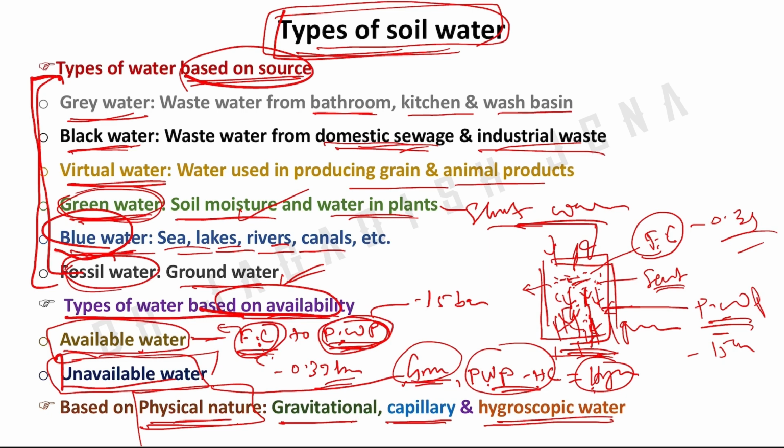Many questions are asked from this in exams. If you are asked about water present in the ground, that means the water table, that is called fossil water. Water wasted from domestic sewage and industrial waste is called black water. Then what is the difference between green water and blue water? Blue water means the water in water bodies, which is visible to us, like pond, lake, sea and ocean. Green water means the moisture in the soil that is available to the plant, as well as the moisture present in the plant body, plant system. So these are different types of water, and you may face this type of question in different competitive exams.